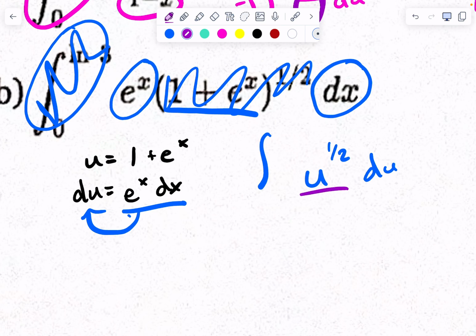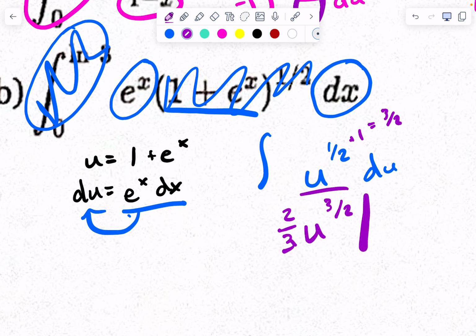The antiderivative of u to the 1/2: if I add 1, 1/2 plus 1 is 3/2, so this would be 2/3 u to the 3/2. And that's it, right?